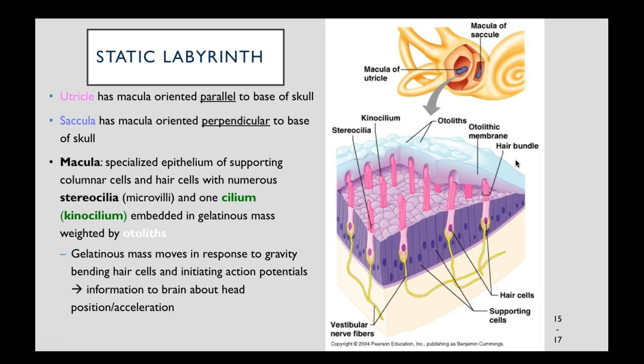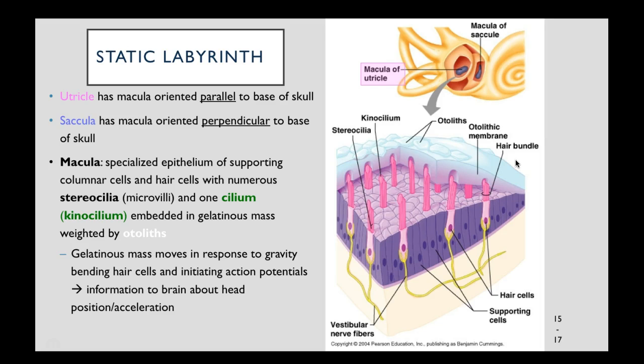So to go into detail about static equilibrium, first we'll discuss the utricle. Within the utricle, we have macula that are going to be parallel to the base of the skull, and the saccule is going to be perpendicular to the base of our skull. And by having it arranged this way, we can differentiate between the static movement.